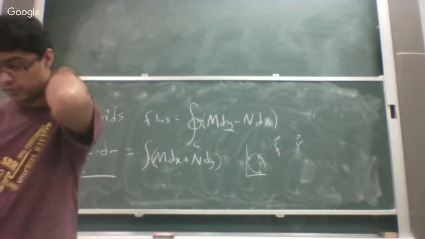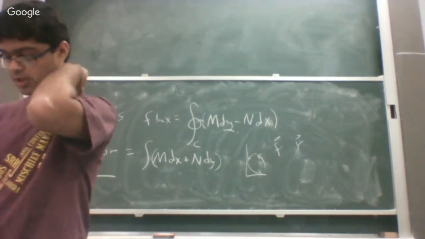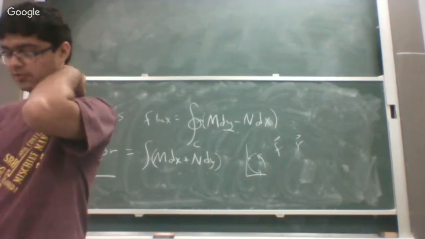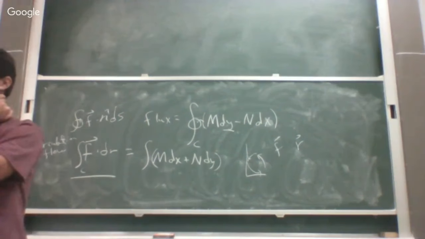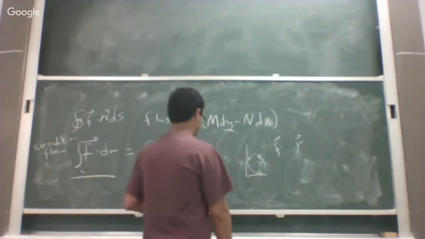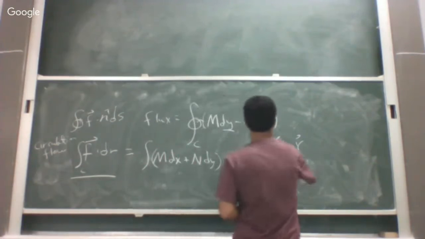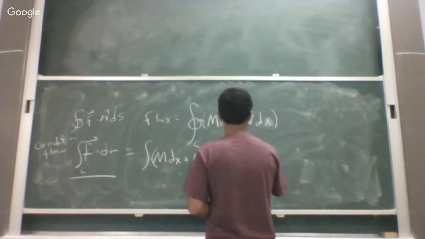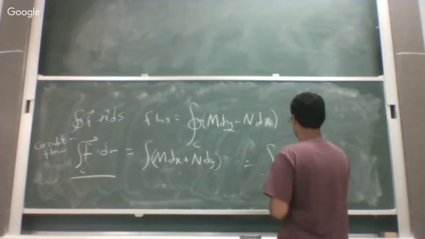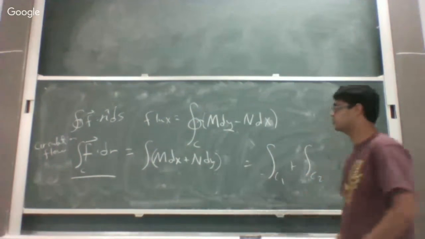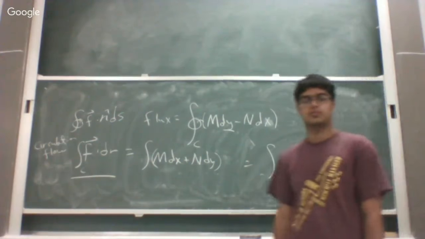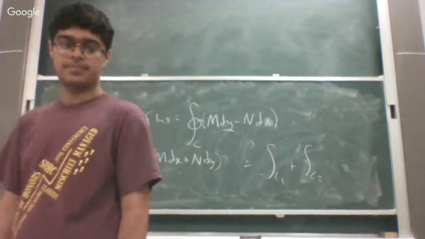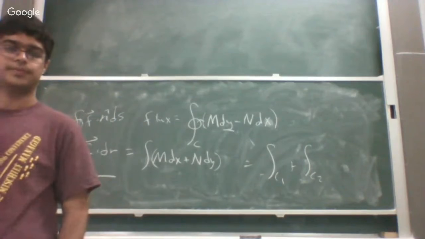So for the circulation, they give you a force and a curve, and then for the next line, they give you a force and a curve. For the last one, they give you a force and a curve, and then you add them. So let me write that out too. You do that for each curve, and then you add them. Did that make sense?